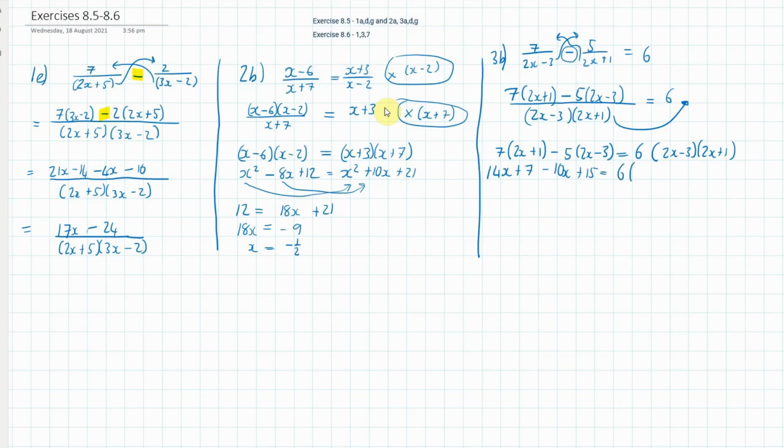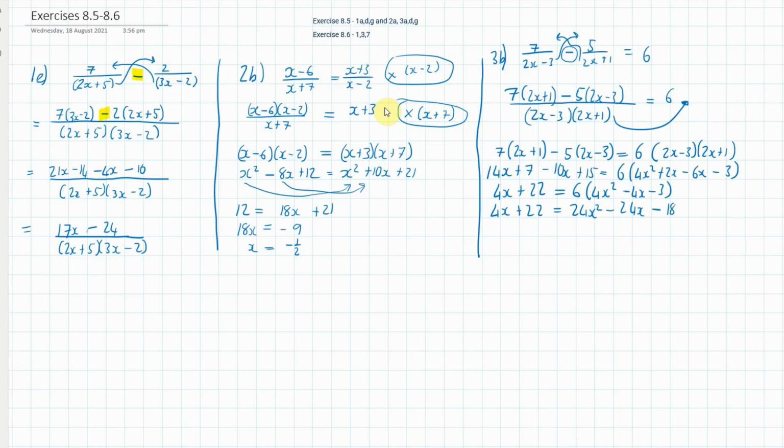and I'll expand, I'll use FOIL for the double bracket, so I should get 4x squared plus 2x minus 6x minus 3. On the left hand side I will get 4x plus 22 once I simplify. On the right hand side I'm going to get 6 into 4x squared, and I gather my like terms for my x's, it should be minus 4x minus 3. Now I'm going to expand that right hand side, so the next line should be 4x plus 22 equals 24x squared minus 24x minus 18.